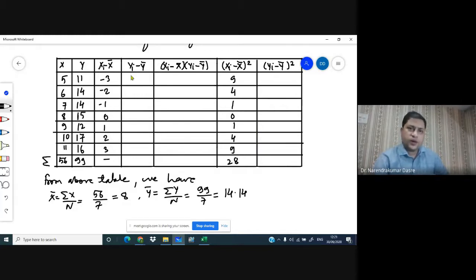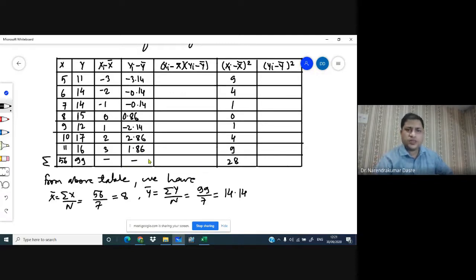Now I want this yi minus y bar. So here we have minus 3.14, minus 0.14, also minus 0.14, and this is 0.86. Then minus 2.14. What is this going to be? This is going to be 2.86, and this is 1.86.